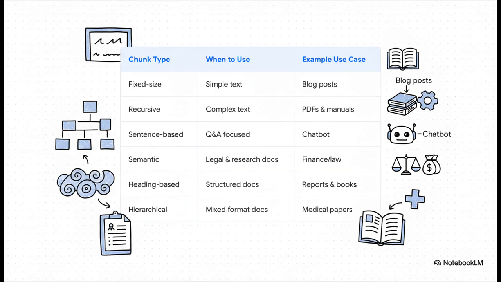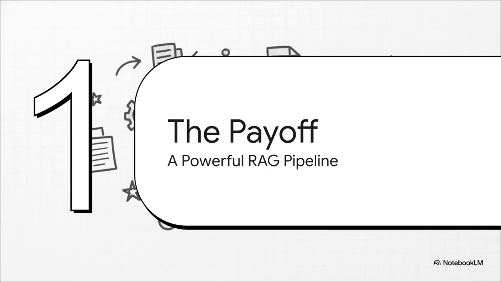And for really dense specialized stuff, like legal contracts or financial reports, semantic chunking is the top-tier option. It actually uses an AI model to understand the text and group it by topic, which is incredibly powerful, but also a bit more resource-intensive. The key takeaway is this: matching your strategy to your document's DNA is probably the most important decision you'll make in this entire process. So why do we go through all this trouble?